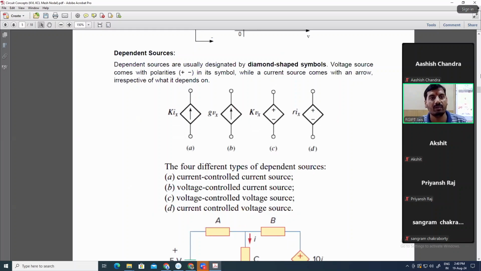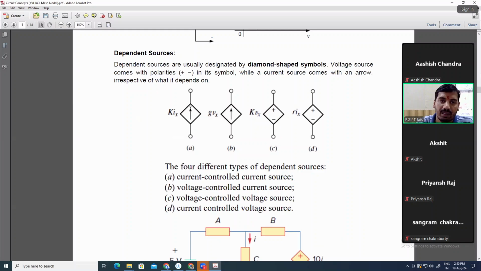Now we can see the dependent sources. Based on the 4 possibilities of dependent sources, we can see the current controlled current source, voltage controlled current source, voltage controlled voltage source, and current controlled voltage source. So they can be categorized in 4 parts, and the symbolic representation of all dependent sources is given here in figures A to D.